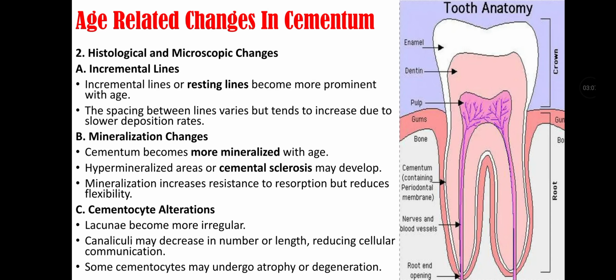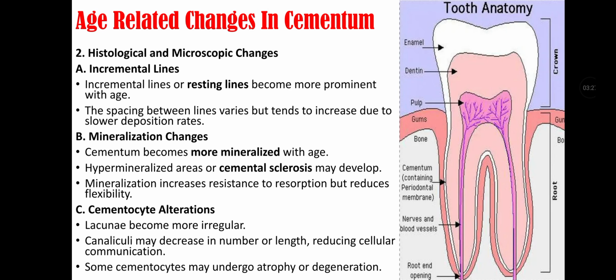The second type of changes are histological and microscopic changes that include incremental lines, mineralization changes, and cementocyte alteration. First, incremental lines. Incremental lines or resting lines become more prominent with age in cementum. The spacing between lines tends to increase due to slower deposition rate.